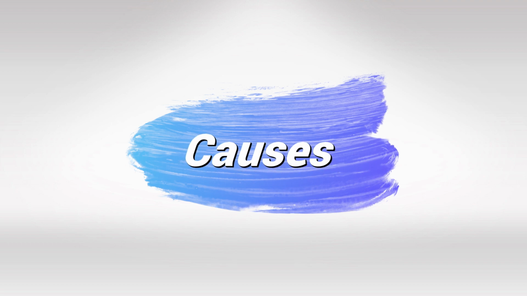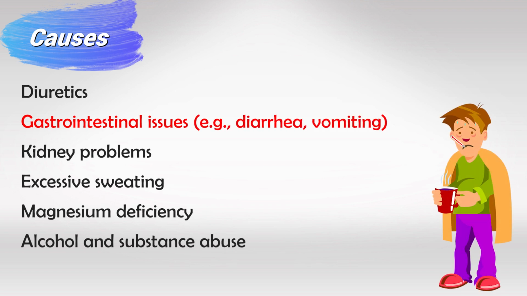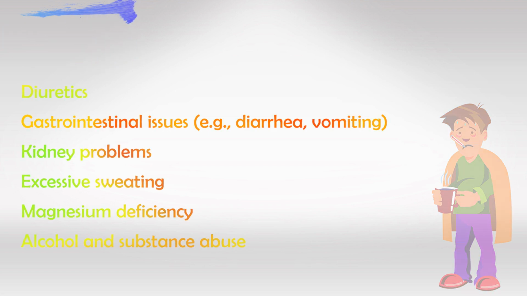To simply know the causes, think of anything that would cause wasting of our body fluids. So mainly diuretics, which are literally medications that cause wasting of the fluid, excessive vomiting or diarrhea, kidney problems, excessive sweating, and magnesium deficiency, as magnesium is very important in controlling potassium level. In fact, if you try to correct potassium level and it does not correct very easily, you should check magnesium levels. And this is a very important note for exams.